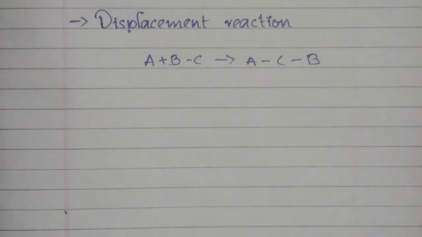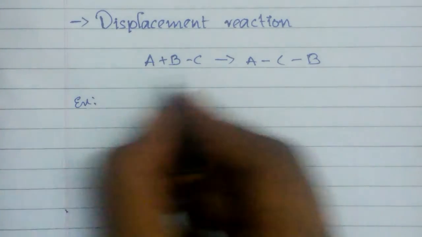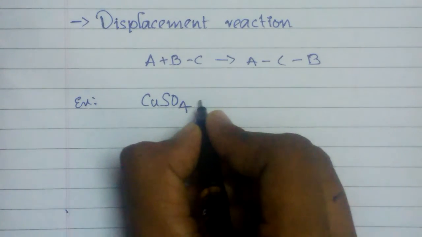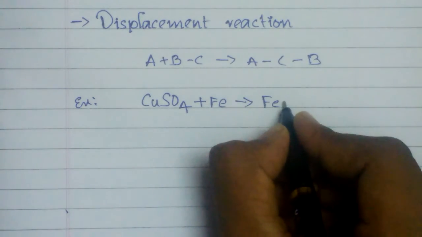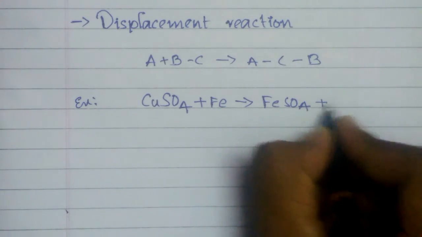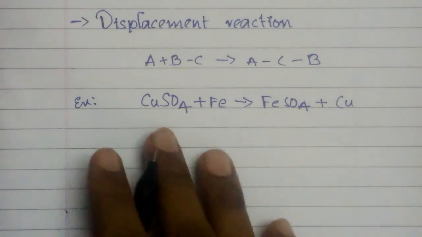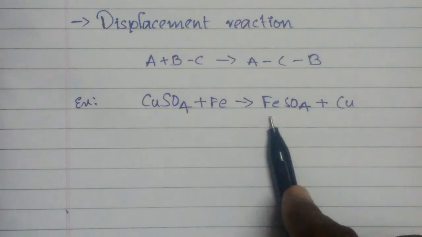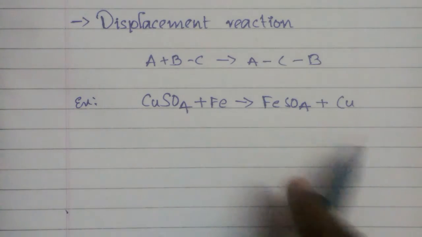Let's look at an example for displacement reaction. Example: CuSO4 plus Fe gives FeSO4 plus Cu. This is how the reaction is. You can see here copper is replaced by iron in the product side and iron is replaced by copper. You can observe this.